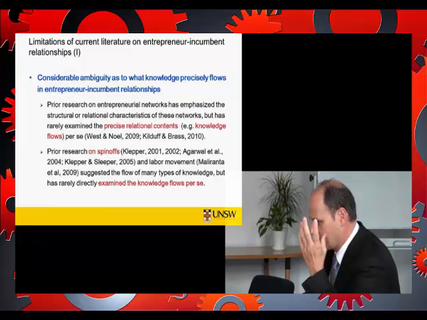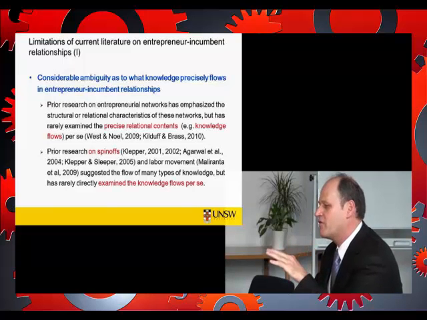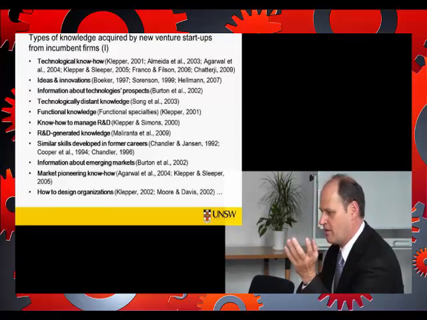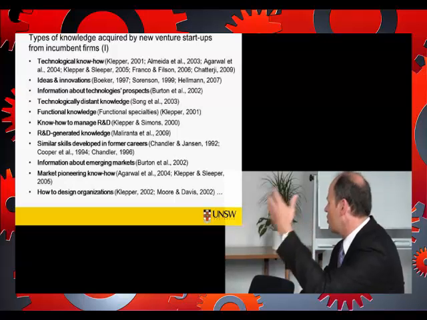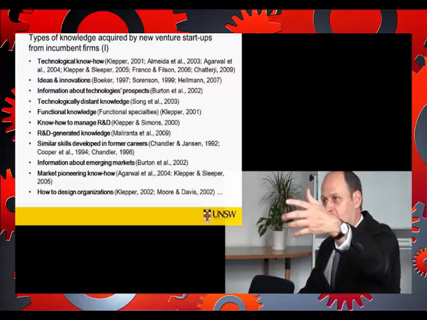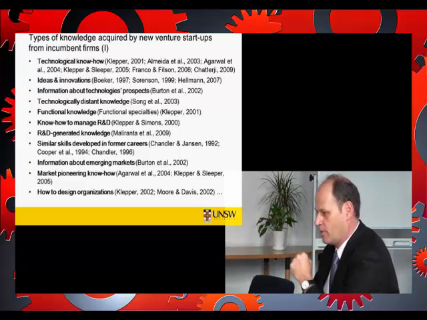I'm going to skip this here. Well, I'm going to give you an overview. Here are all of the things that have been purported to flow through these ties: technological knowledge, ideas and innovation, information about technologies and prospects, technologically distant knowledge, functional knowledge, know-how to manage R&D, R&D-generated knowledge, similar skills, information about emerging markets, market pioneering, know-how to design organizations, business models. The list goes on and on of all the things that could potentially be useful in transferring knowledge from incumbent firms to new startups via employee mobility.